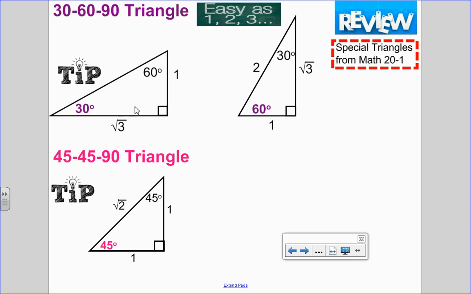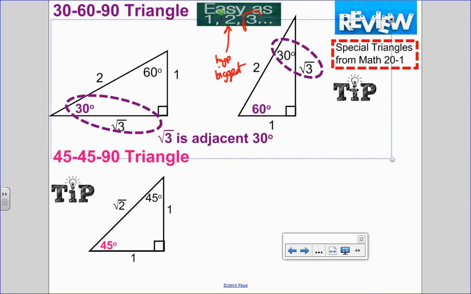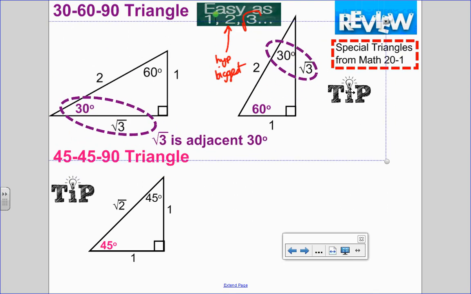What I would tell my students here is that the 30, 60, 90 triangle is easy as 1, 2, root 3. So that's how we remembered the sides, 1, 2, root 3. And if you ever want a trick to see where each of those sides go, well, 2 is the biggest number, so 2 has to be the hypotenuse because it's the biggest. And then if you want to know where the 1 and the root 3 is, what I always used as a trick is that the root 3 and the 30 degrees are always side by side. They're adjacent to each other.